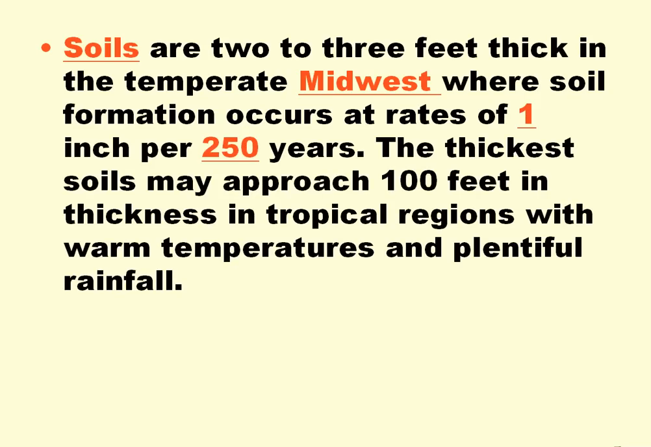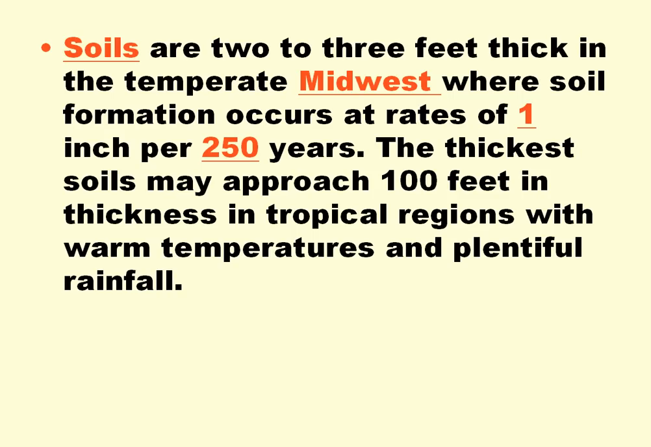Now soils, if you look at the Midwest, can be anywhere from 2 to 3 feet thick in the temperate Midwest, where soil formation occurs at a rate of about 1 inch per 250 years. Now you heard me talking about Iowa. This is not a guarantee that you're going to have 1 inch every 250 years. There are some places in Iowa that I recently read about where some scientists are estimating it'll take up to 2,000 years to get an inch of soil.